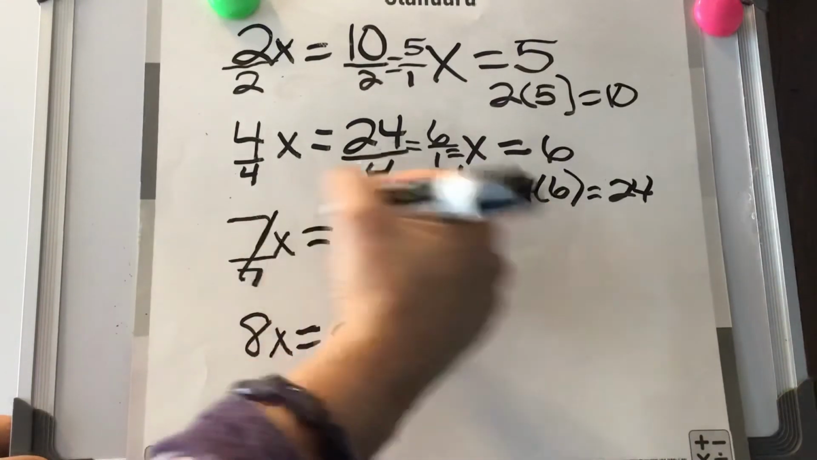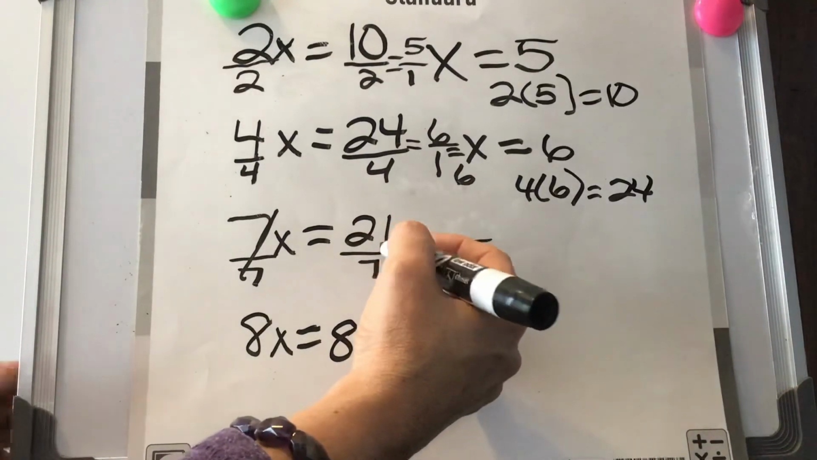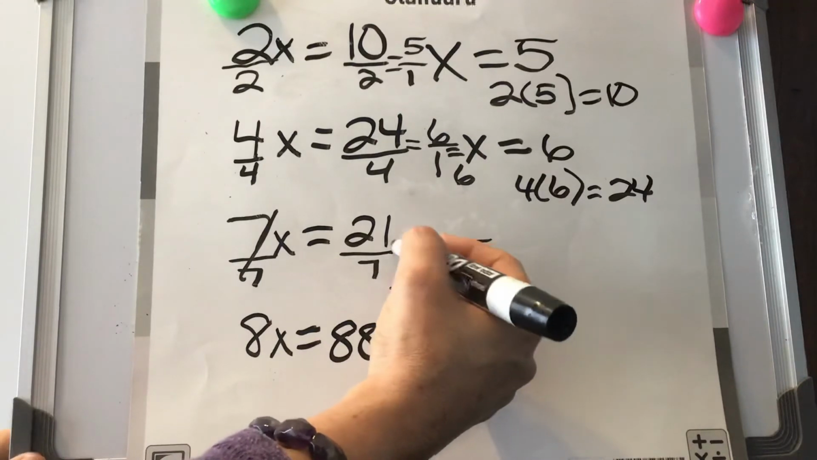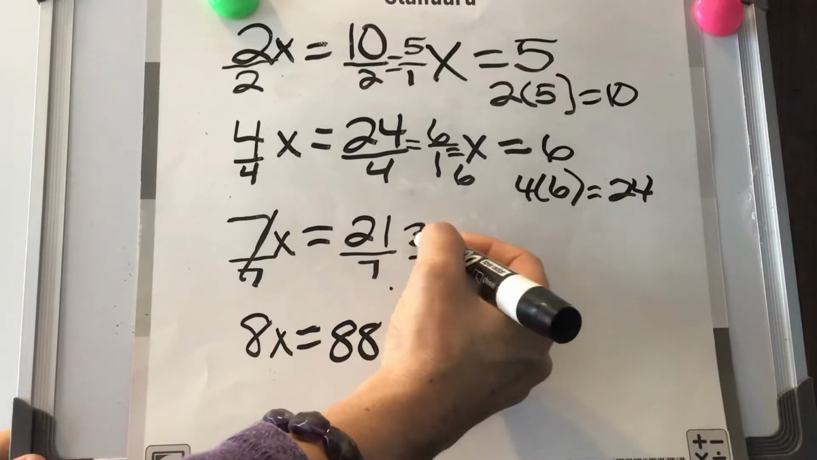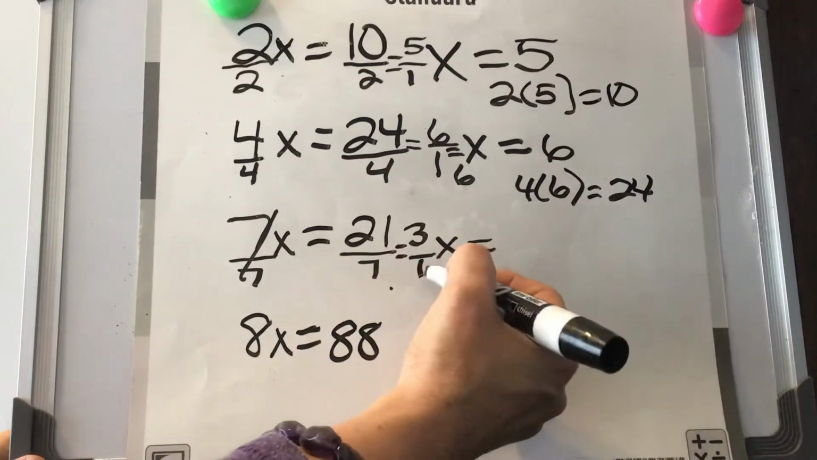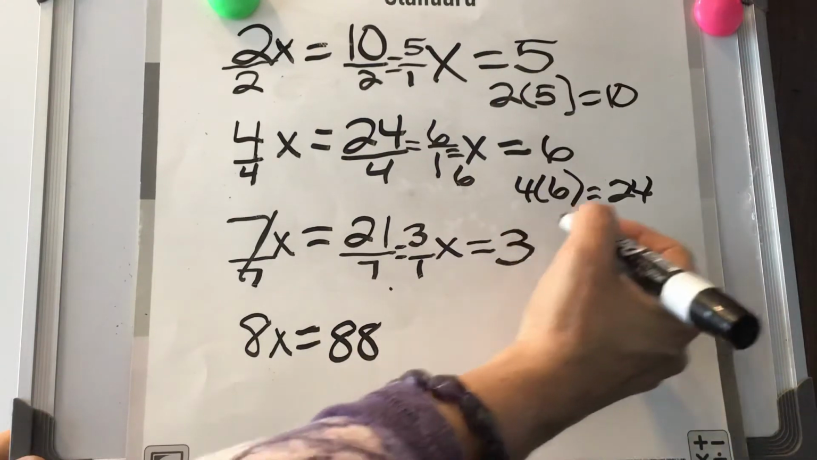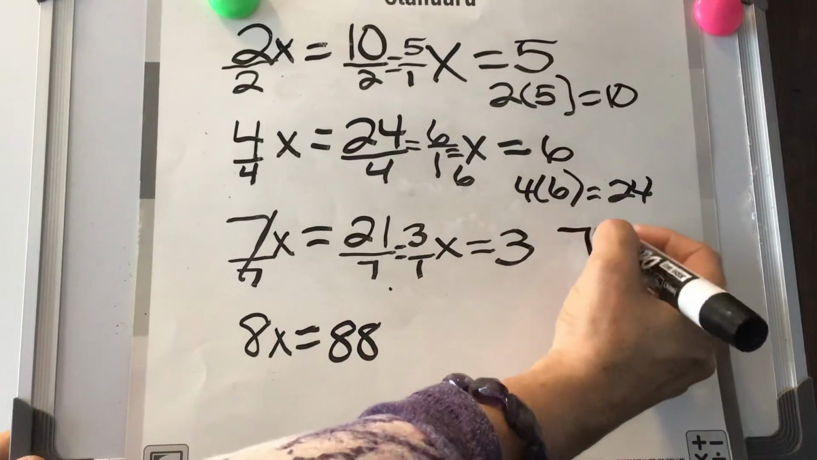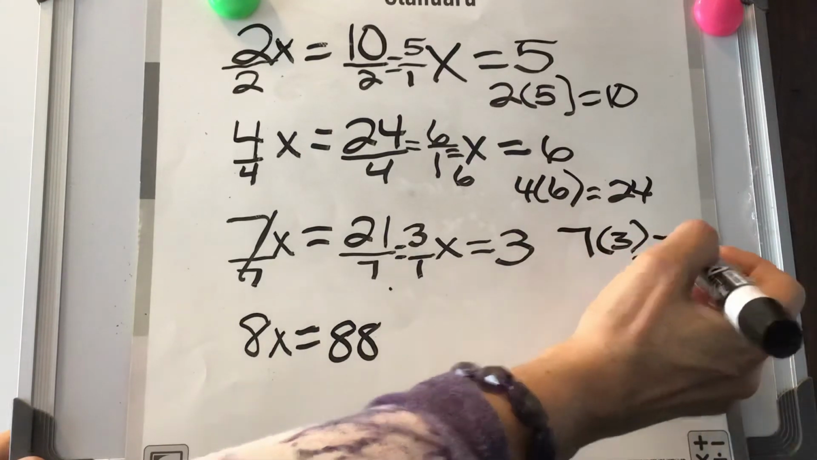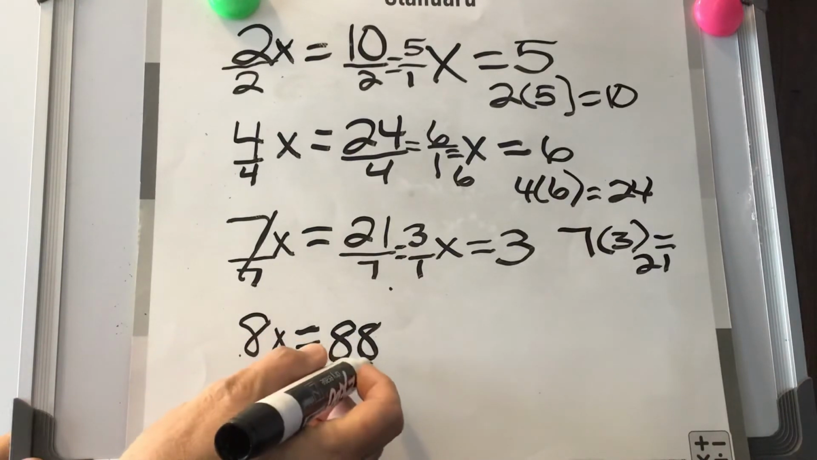And that will leave me x equals, and then look at 21 over 7. 7 goes into 7 1 time, and 7 goes into 21 3 times, so it gives you 3 over 1, which equals any number over 1 equals that as a whole number. So x equals 3. So you have 7, let's plug it back in, times 3 equals 21. That does work out. Okay, so 8 times a number equals 88.